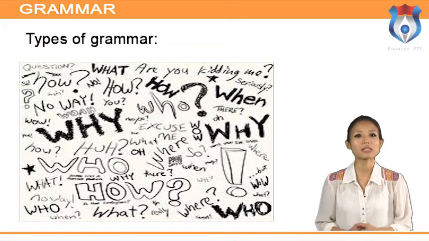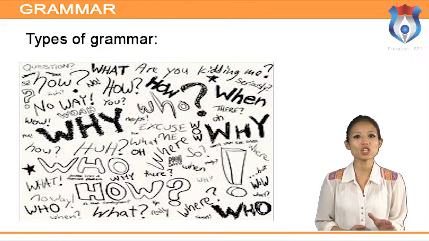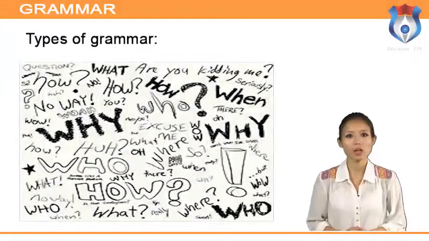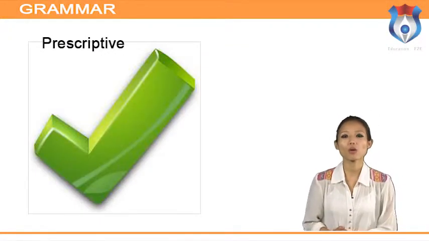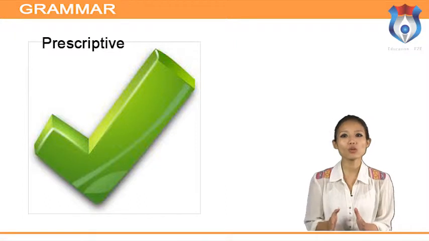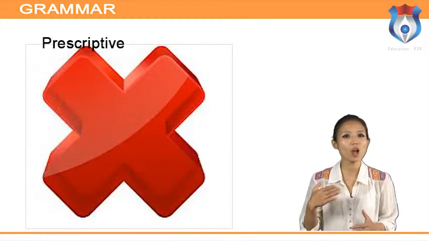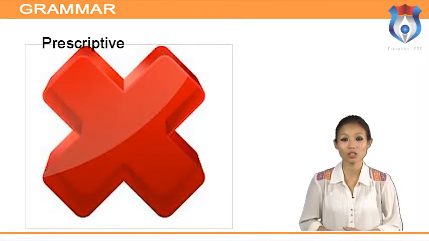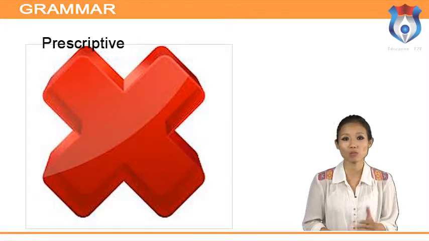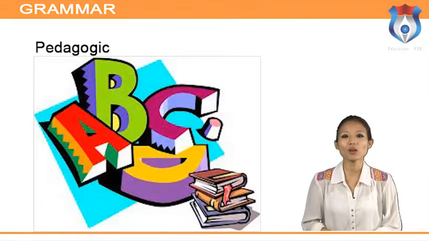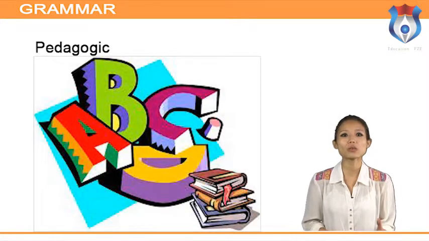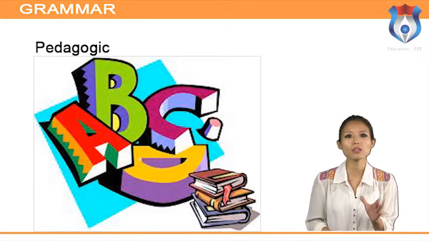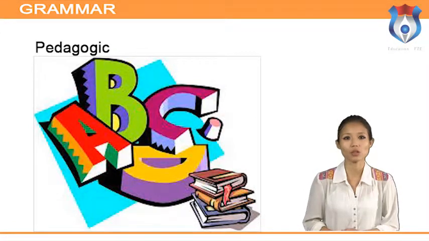Descriptive grammar. It means simply describing the language people use without making judgment about its correctness. Prescriptive grammar. It entertains notion of correctness and tells people how they should speak in any particular context rather than how they speak in reality. Pedagogic grammar. These grammars are usually used to teach a language to a non-native speaker of that language.